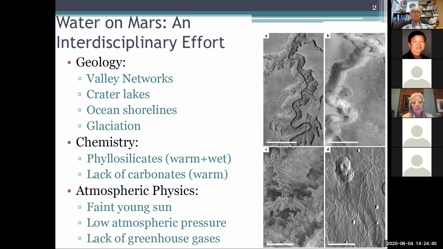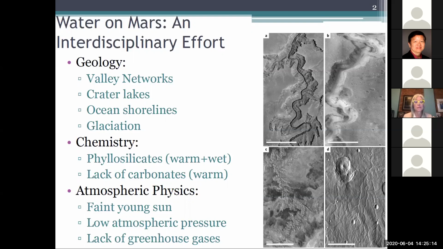And the problem I'm referring to is this paradox between what we see on the surface and what we see in the atmosphere. If you look at the surface of Mars, the images on the side are comparing surface features on Mars to surface features on Earth. There's a lot that looks similar to flowing water structures on Earth: valley networks, lakes, shorelines, effects of glaciation. That would imply that, at one point in time, Mars had flowing water.